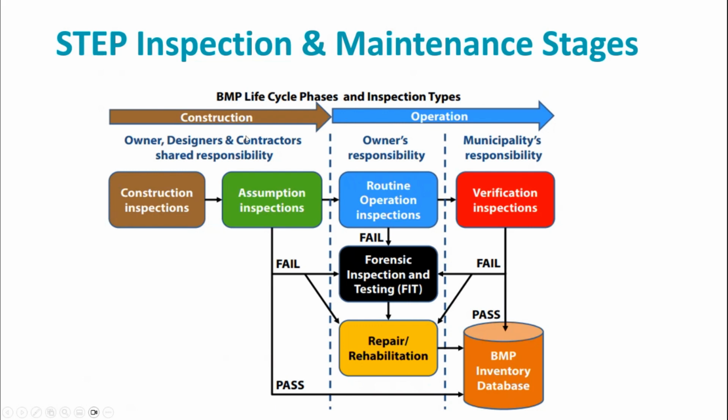So here we see through the construction process, you have construction inspections and then assumption inspections where you take over as the owner from the designer and contractor. If they were to fail, then you would go to a forensic inspection testing or fit test and do major tests to make sure, similar like flood tests, infiltration practices with different maintenance materials or tools like we use here at STEP, like a Guelph permeameter test or double ring infiltrometer. And then if it fails that, you go down to repair rehabilitation and make sure that once it gets to that point, then you go back to your assumption inspection.